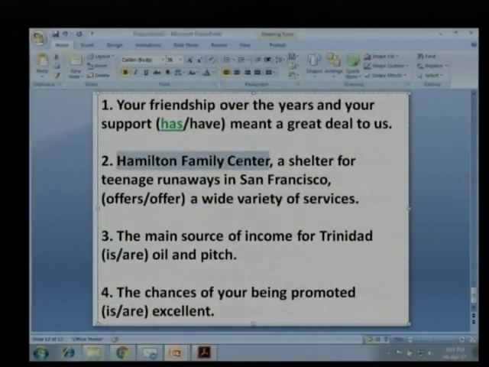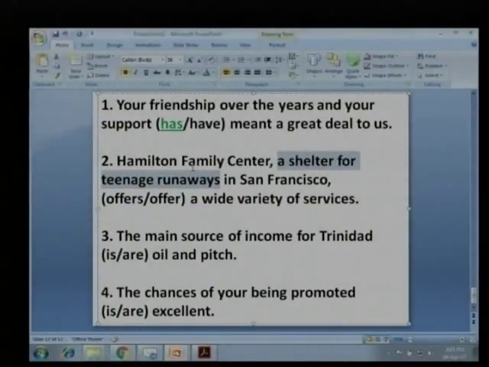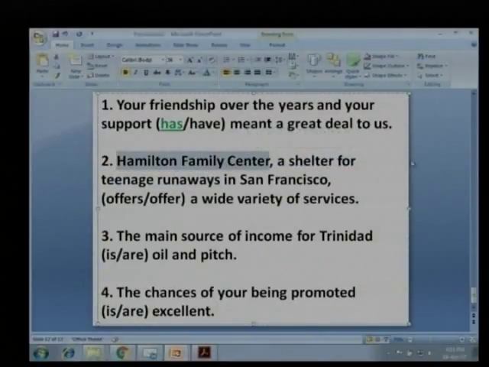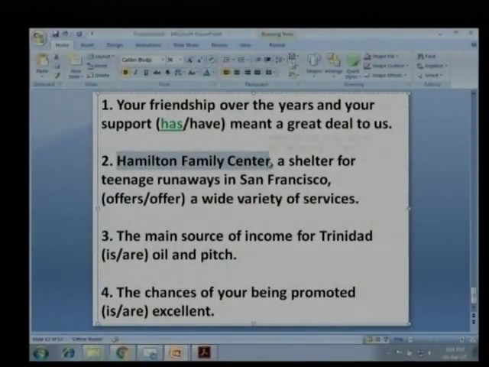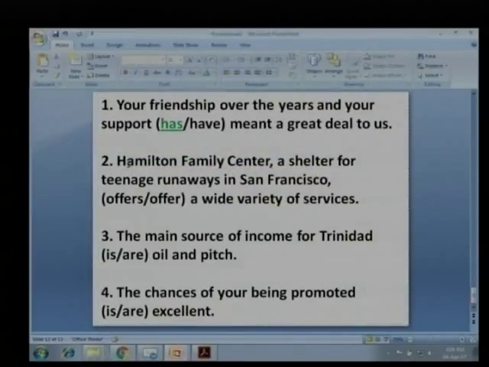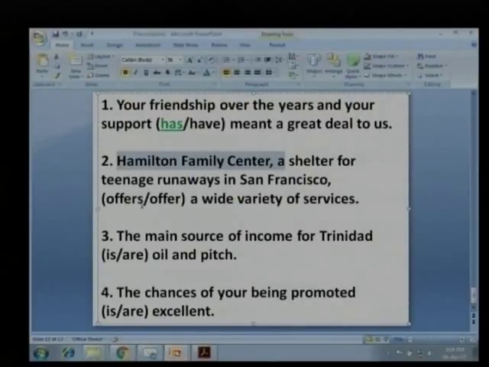Question number 2. Hamilton Family Center, a shelter for teenage runaways. What do you mean by teenage runaways? Teenage young people who run away from home. There is a place where they provide shelter for these people. So Hamilton Family Center, a shelter for teenage runaways in San Francisco, offers or offer a wide variety of services. So you will think services is plural, so I will pick offer. Runaways is plural, you will pick offer. No, the subject here is Hamilton Family Center, which is a shelter, singular. If you have a singular form, you will pick the verb with S. So offers is the correct answer here.